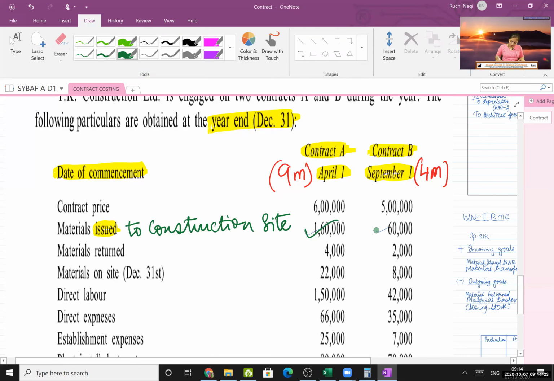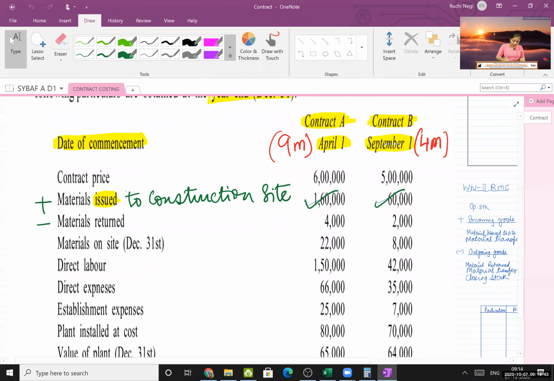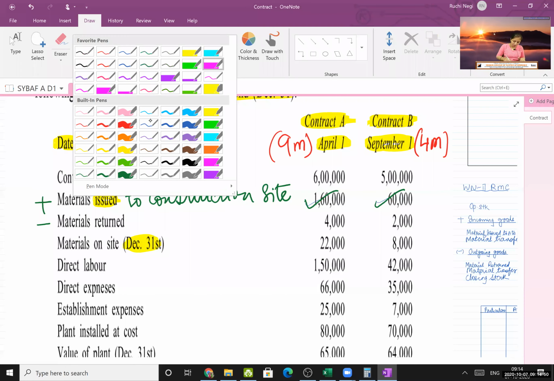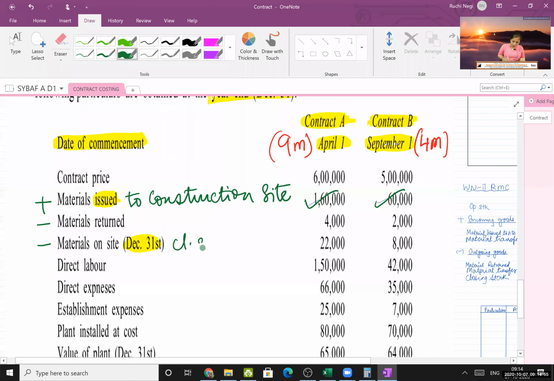Okay, 1,60,000 and 60,000. Next, material return. Yes, this is outgoing. So this will be added and this will be less. Last lecture I taught you, right? When you're calculating raw material consumed, opening stock, add incoming goods, less outgoing goods. So this will be less. Materials on site. This is which material? 31st December. So obviously this is my closing stock. So this will be subtracted.